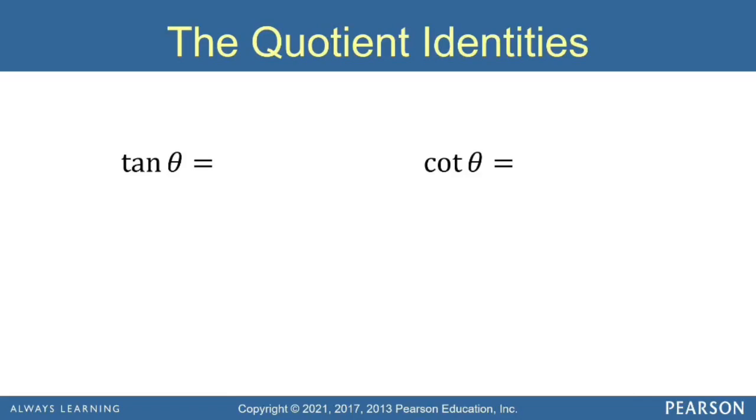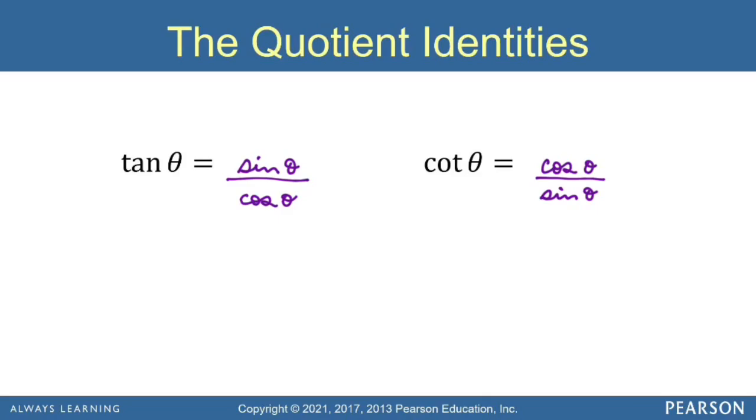And now let's get our quotient identities, and you've seen these before as well. You might remember from the end of chapter 1, the tangent of theta is equal to the sine of theta divided by the cosine of theta. And the cotangent of theta then, being the reciprocal, is going to have to be equal to cosine of theta divided by sine of theta. These are the quotient identities.